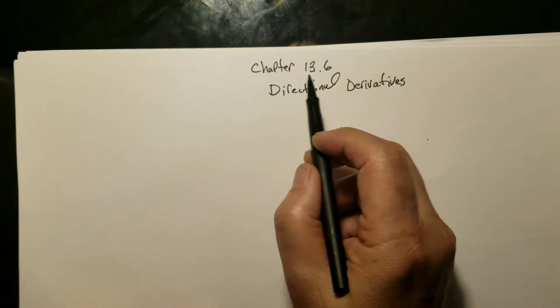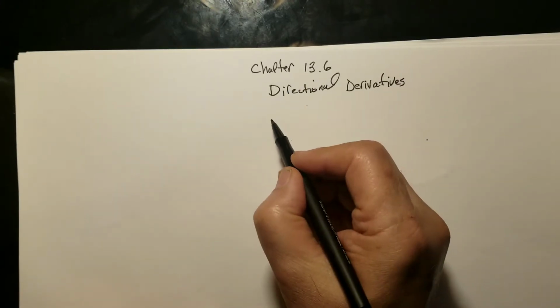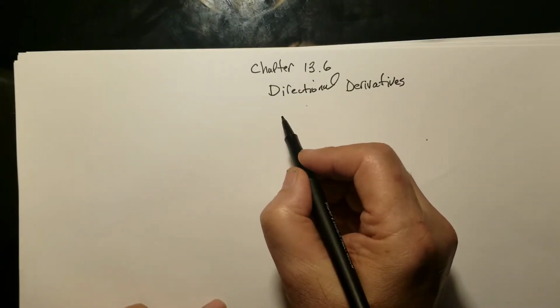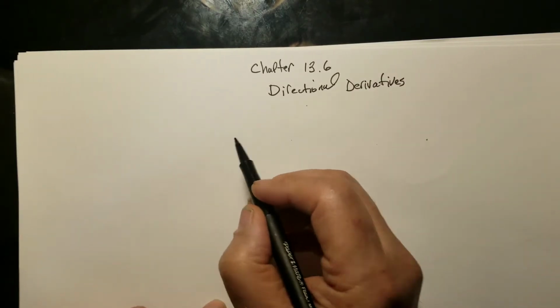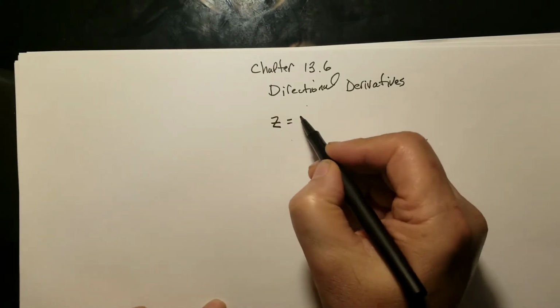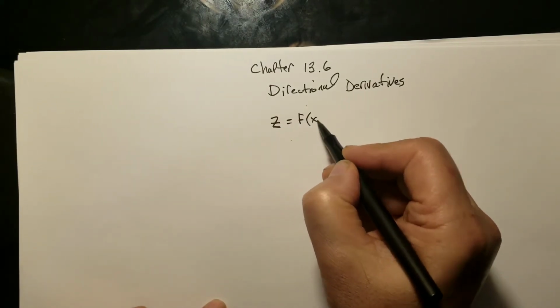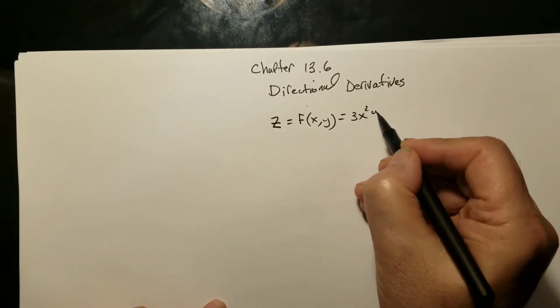Remember in the previous chapter when we had a multivariable function, which had many independent variables and a single dependent variable, such as z, which we could write as a function of x and y, equal to 3x squared y.